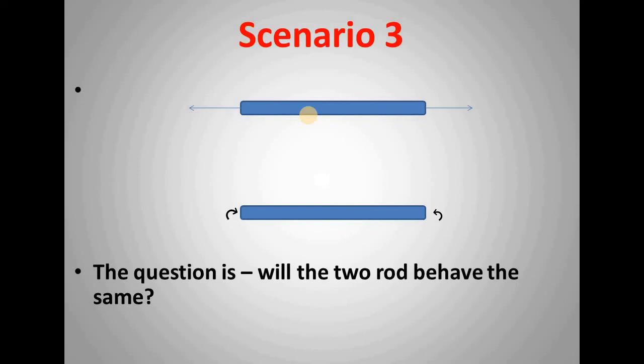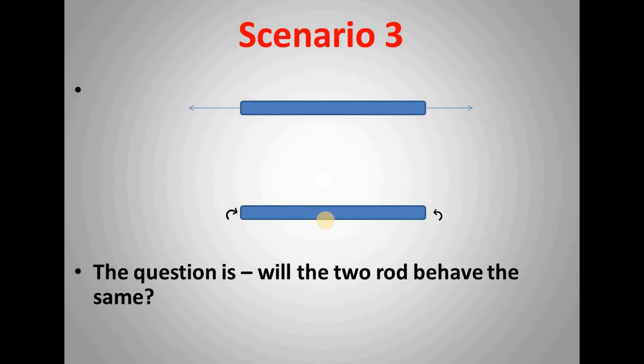Now, if you take a look at the first member, we are yanking on this member. That is, we are applying an axial force on this member. And on the second member, we are applying a torsion. As you can see, we are twisting this member. The way we load these members is different. Now the question is, will the two rods behave the same? Will the first rod and the second rod behave the same?